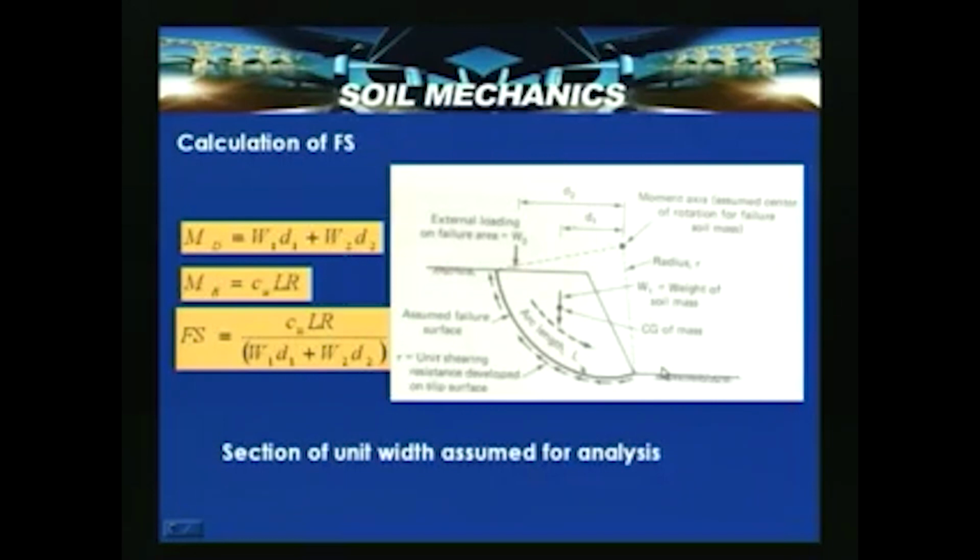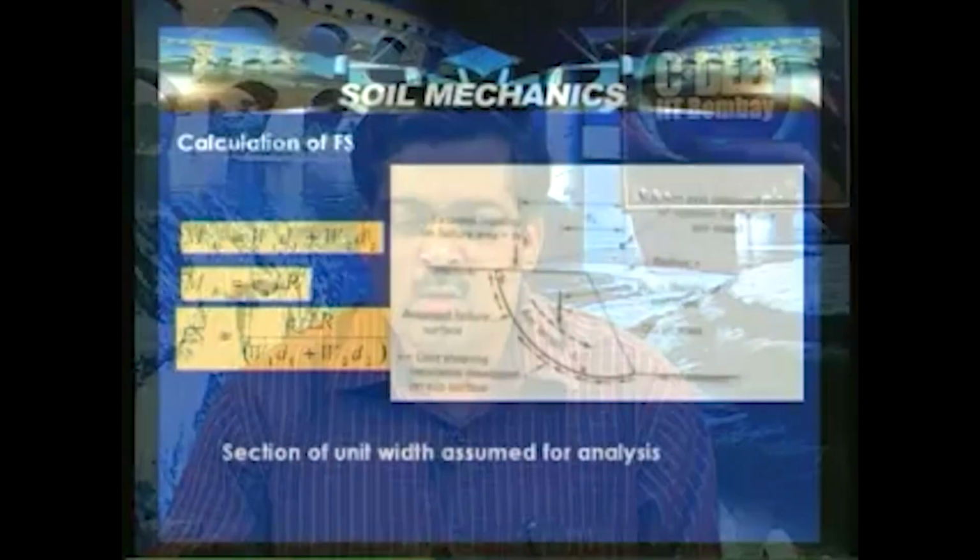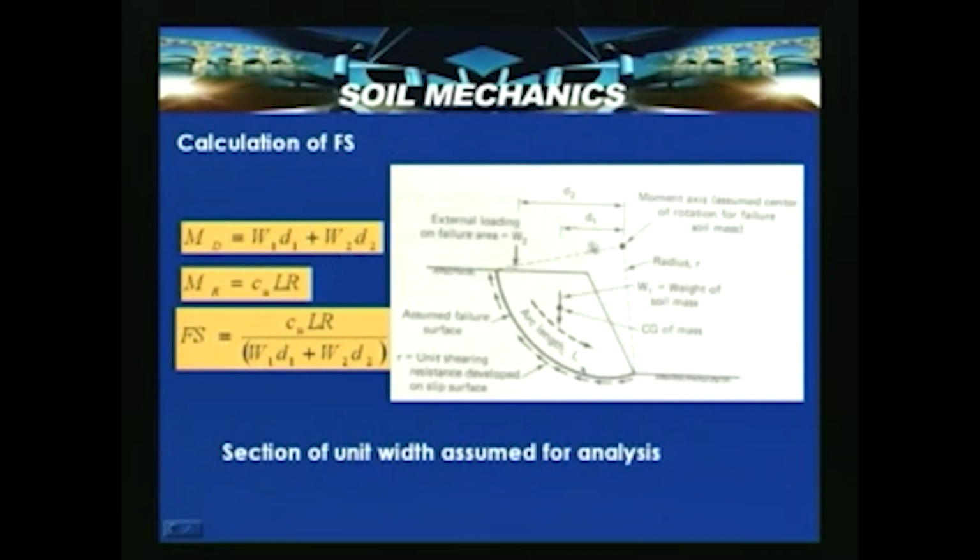Now, let us consider similar undrained conditions, but there is a load acting at the top of the slope, and let us consider how we can calculate the factor of safety. Let us assume this is the failure surface at a distance r, and W1 is the weight of the soil mass which acts at the CG of the mass. CG of this portion is at this point, and W2 is the external loading on the failure area.